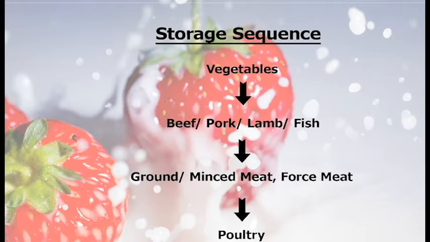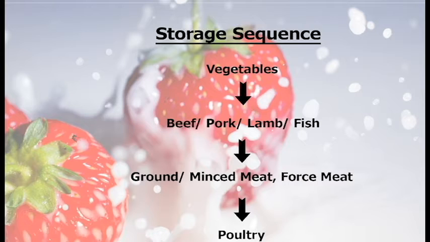Then comes beef or pork or lamb or fish. All of them have a cooking temperature of 145 degrees Fahrenheit or 63 degrees Celsius. However, we cannot keep them on the same rack. If you are keeping beef, lamb, pork and fish, we should keep them in different racks. Otherwise, cross-contamination will take place.